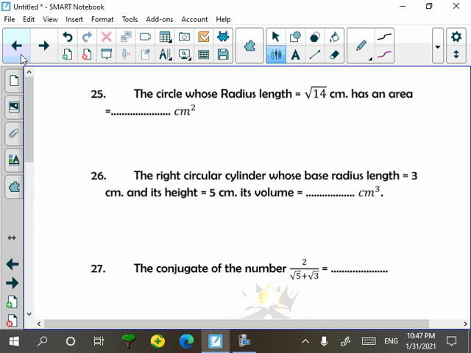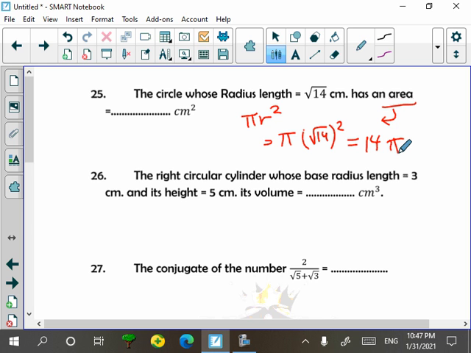Number 25: the circle whose radius length is square root 14 centimeter has an area equal to... The area of a circle equals pi r power 2, and r equals root 14, so power 2, then the answer is 14 pi.